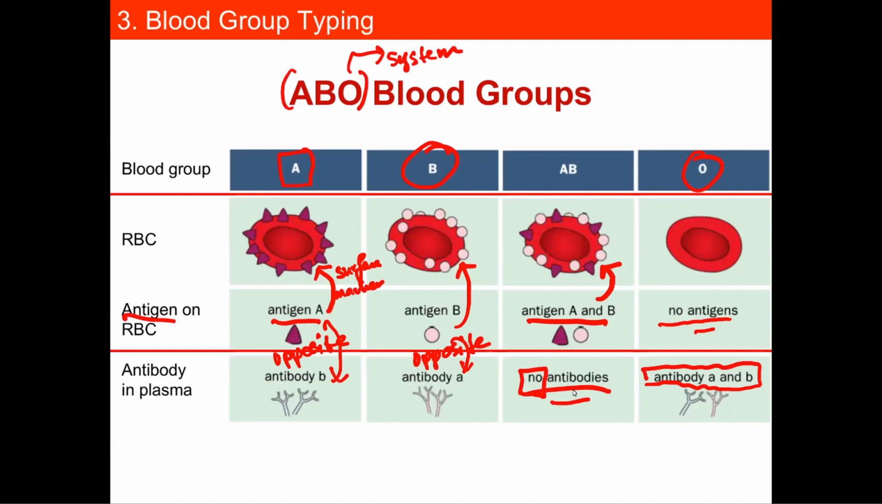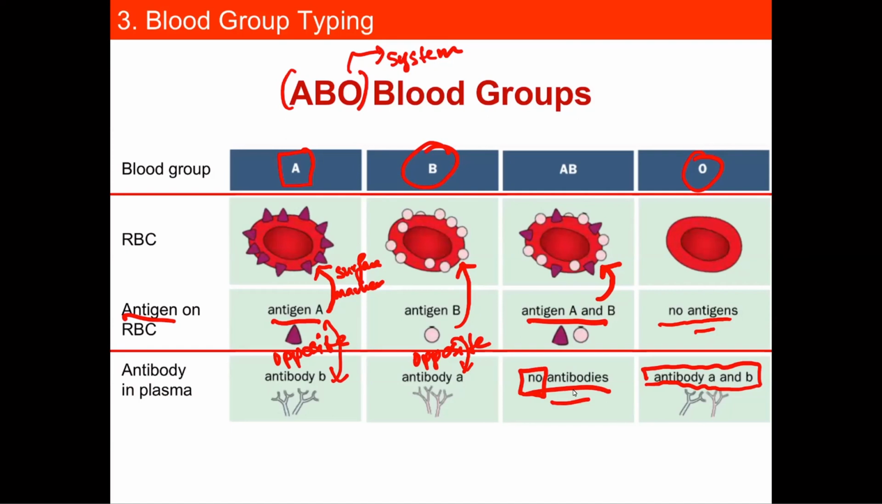It's important for you to know that blood group A has antigen A, blood group B has antigen B, blood group AB has both antigens A and B, and blood group O has no antigens. When we look at the antibodies, blood group A has antibody B, which is the opposite. Blood group B has antibody A, which is the opposite as well. Blood group AB has no antibodies, and blood group O has antibodies A and B.